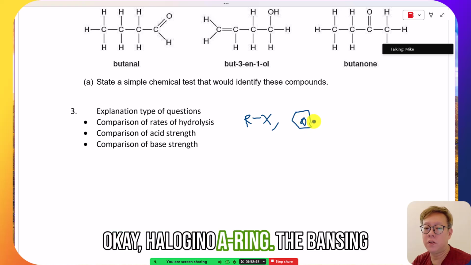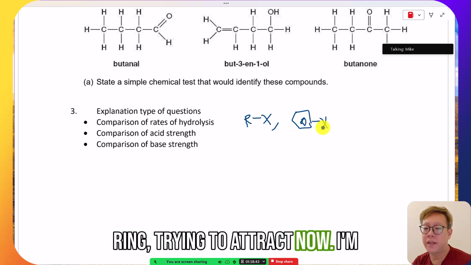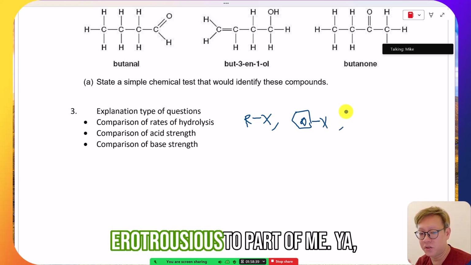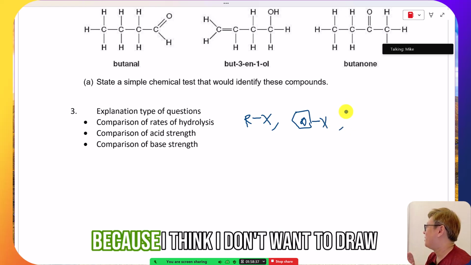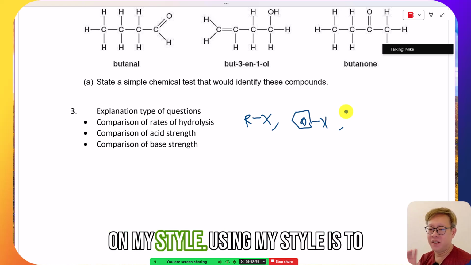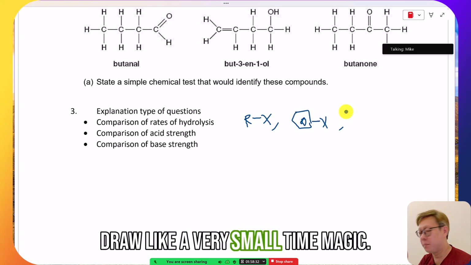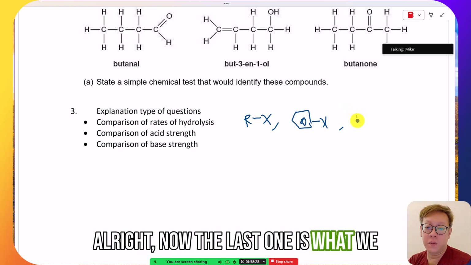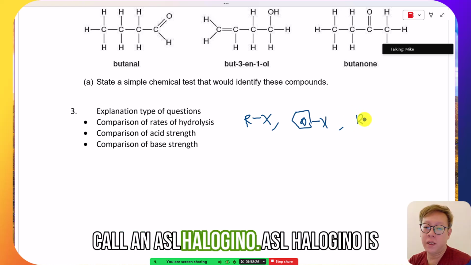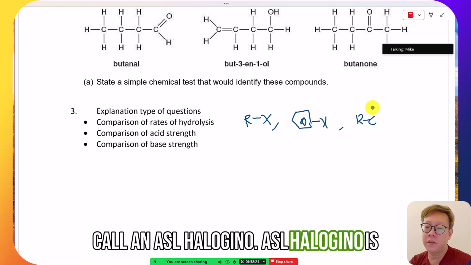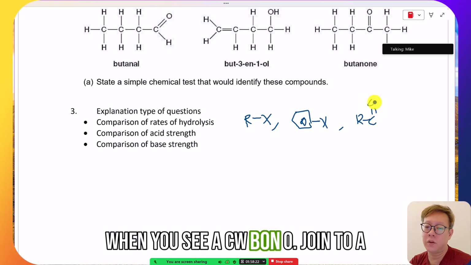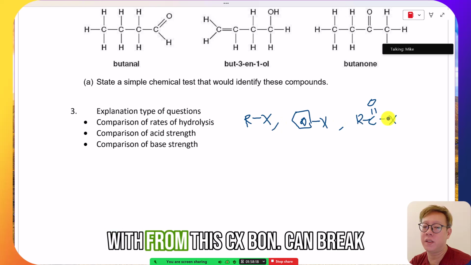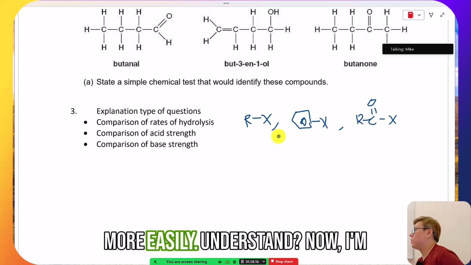Okay, halogenoarene, the benzene ring joined to an X. Now, I'm drawing on my mouse, so if you find that my drawing is a bit atrocious, do pardon me. I don't want to use my stylus to draw, because it wastes more time actually. Alright, now the last one is what we call an acyl halide. Acyl halide is when you see a C double bond O joined to a halogen. So you want to compare which of these C-X bonds can break more easily.